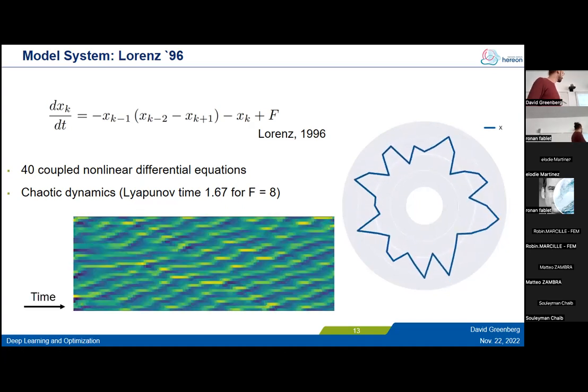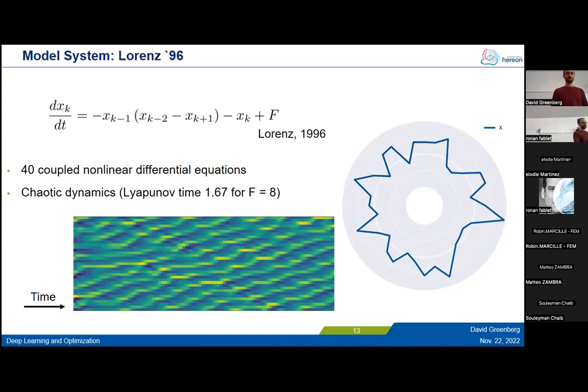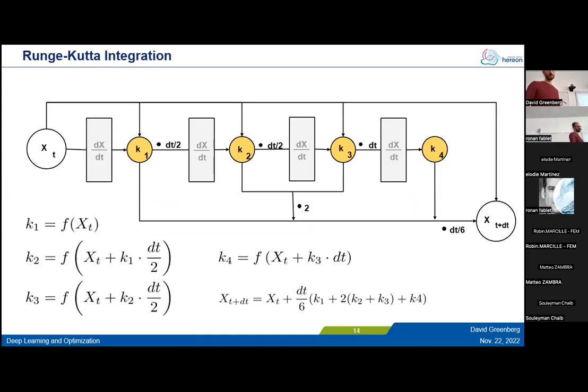And if we unroll this into a plot with time on the x-axis, and we unwrap that periodic ring on the y-axis, we get a plot like this with these waves that persistently travel in one direction. So this is a differential equation. To actually do the simulations, we also need to integrate it in time. And following Lorenz in his 1996 paper, we just use a simple explicit fourth-order scheme, a Runge-Kutta scheme, to do the time integration.